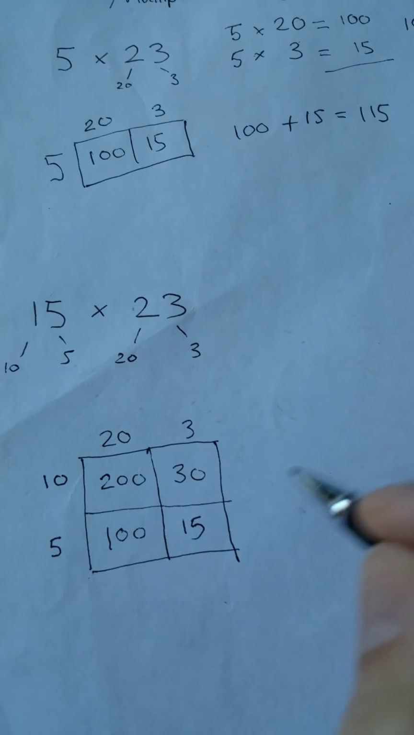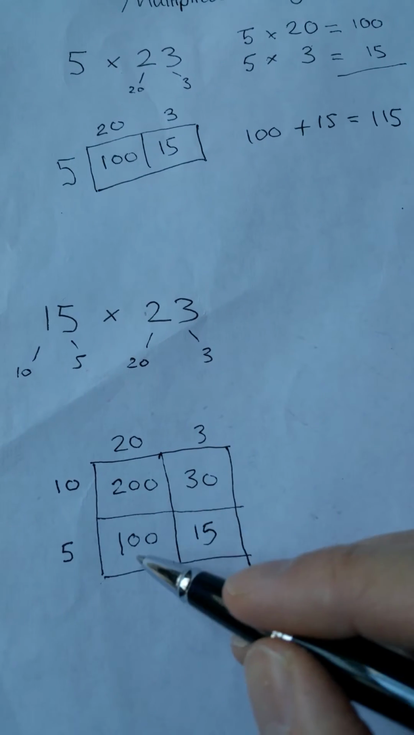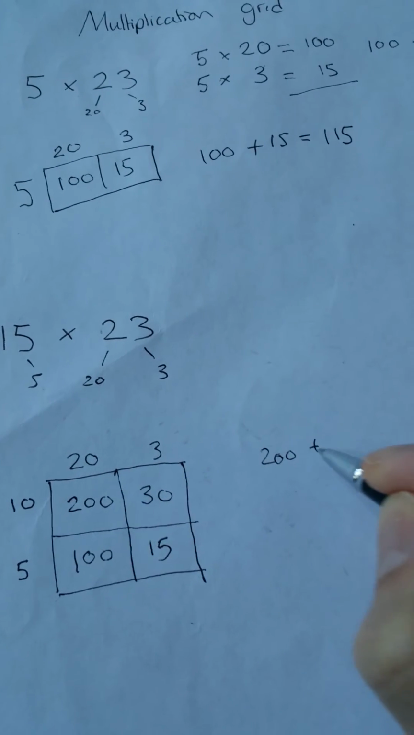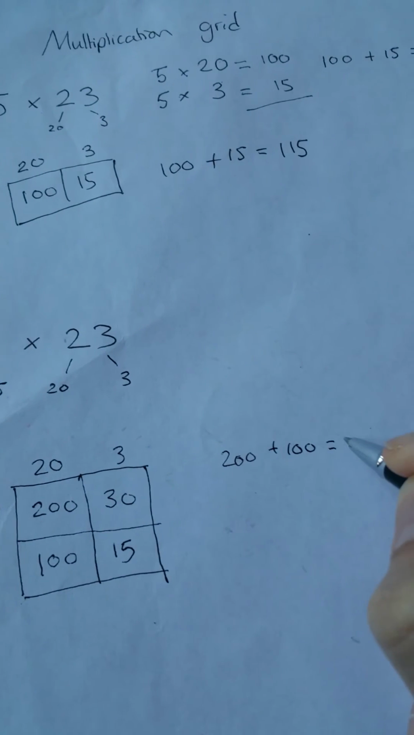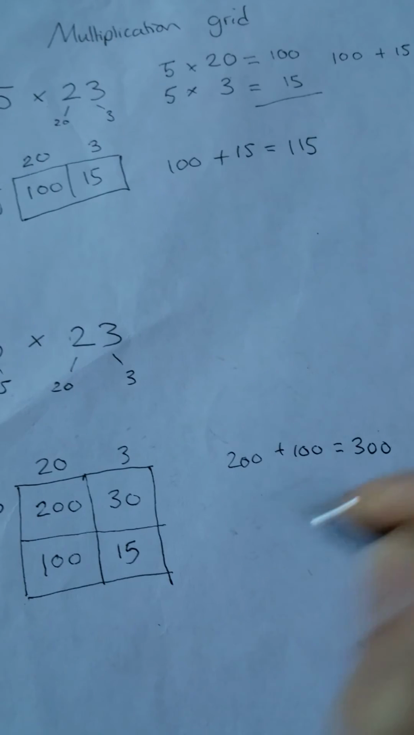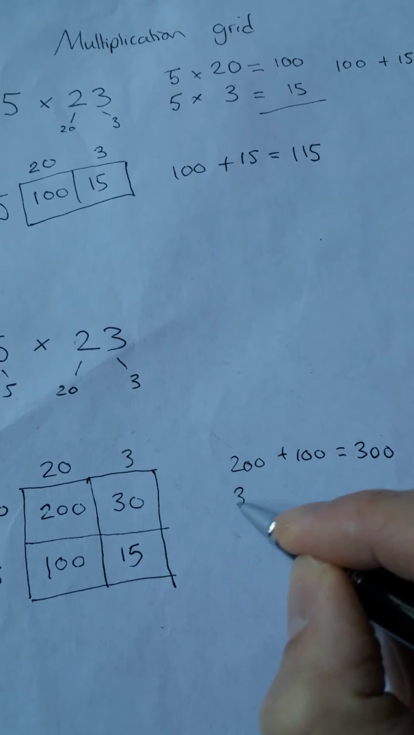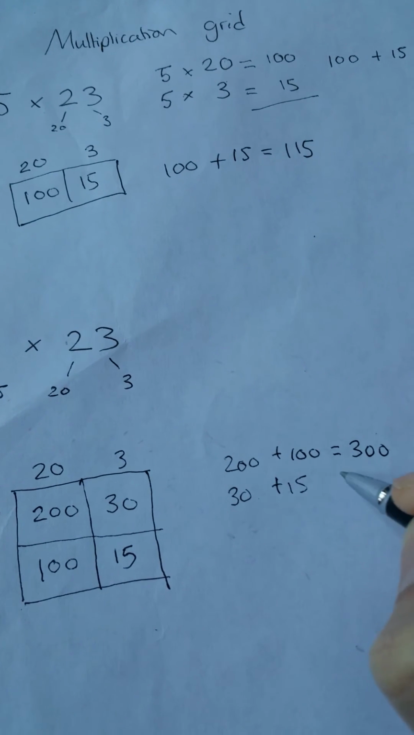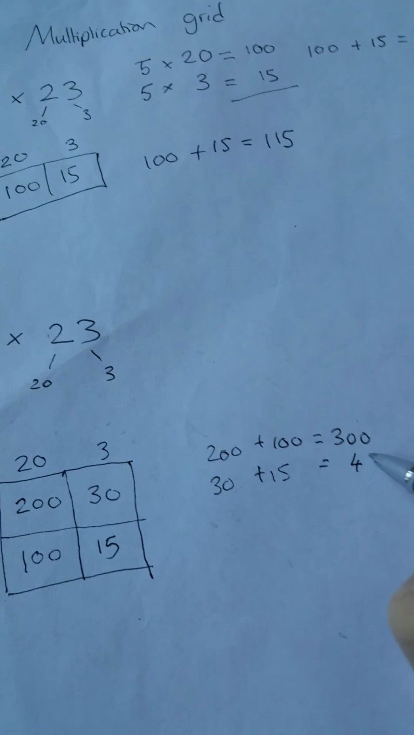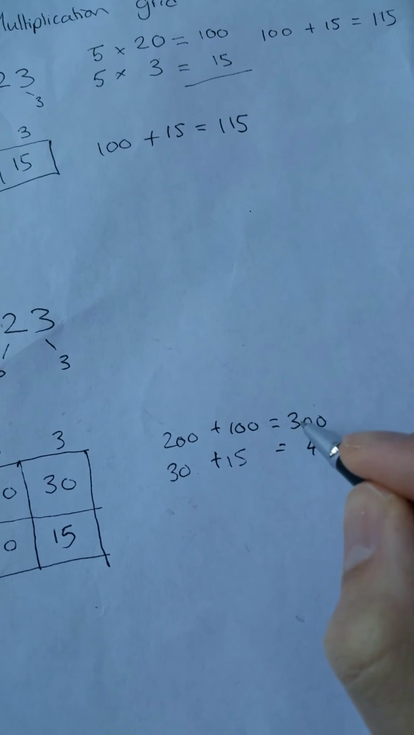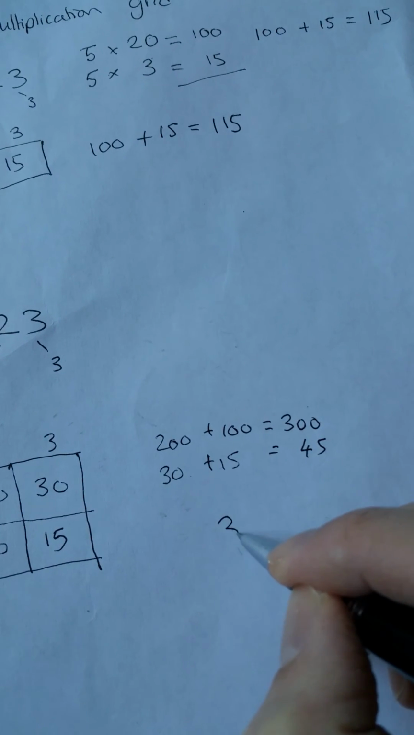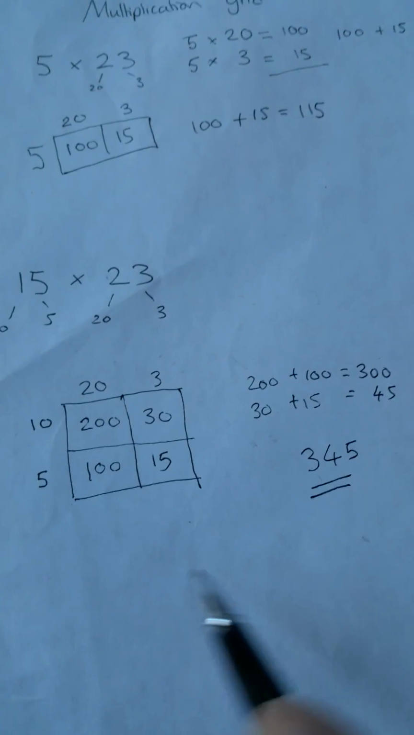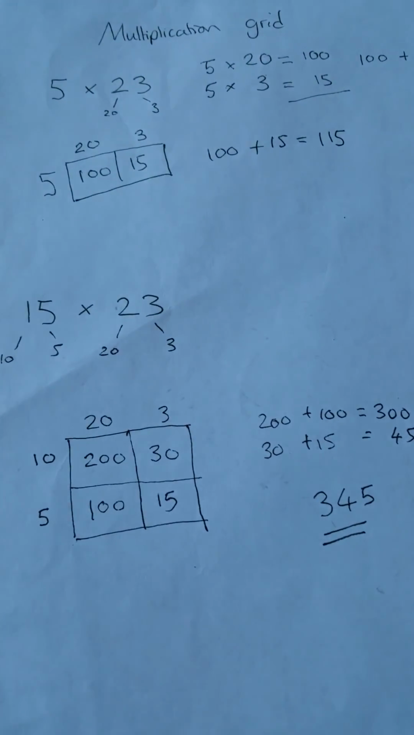So if I add up all 4 of these now, we have 200 plus 100, that's 300. And then I have a 30 and a 15, that's 45. 30 plus 15 equals 45. So if I add my 300 and my 45, I get 345, which is the answer of 15 times 23.